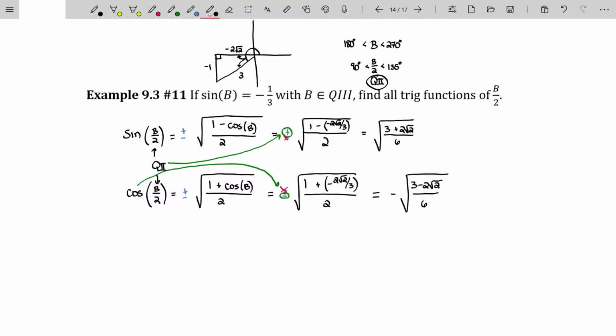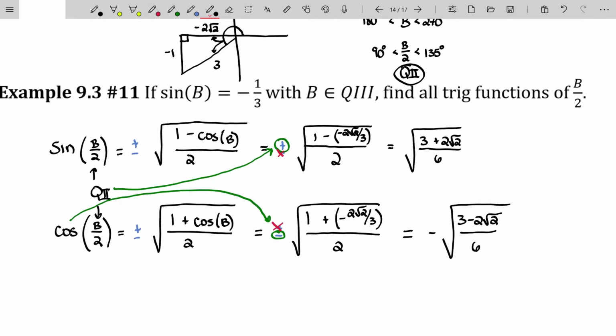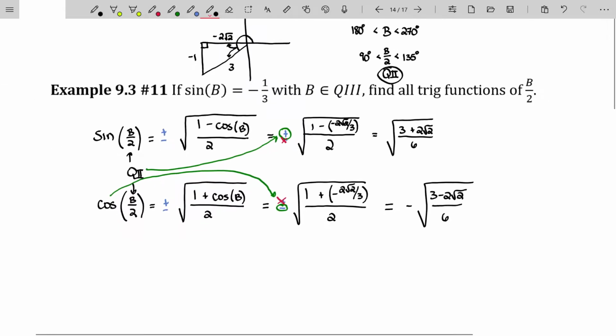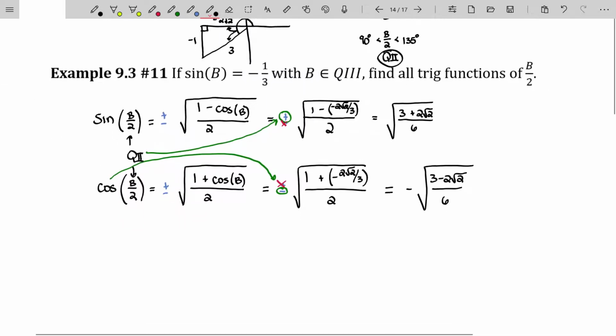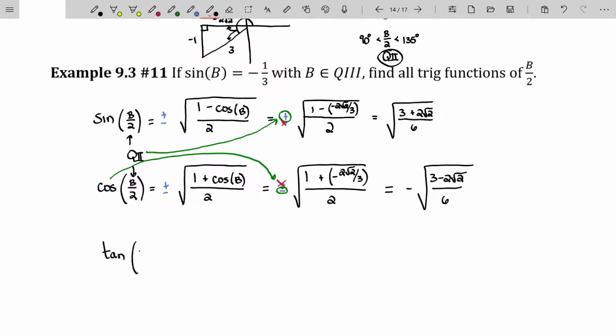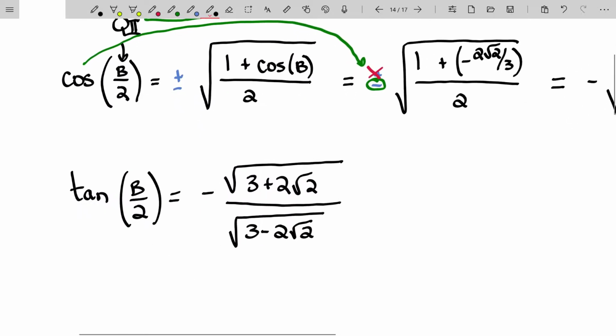Now, going back to the question, by the way, we were asked to find all the trig functions. Well, once you have sine and cosine, you have all of the trig functions. The tangent of B over 2 is just going to be the ratio of the sine to the cosine. And since the sine and the cosine both have square roots of 6 in their denominators, they'll cancel. And so it'll be a negative square root of 3 plus 2 root 2 divided by square root of 3 minus 2 root 2.